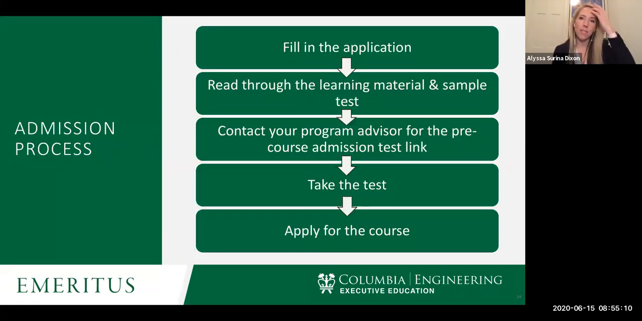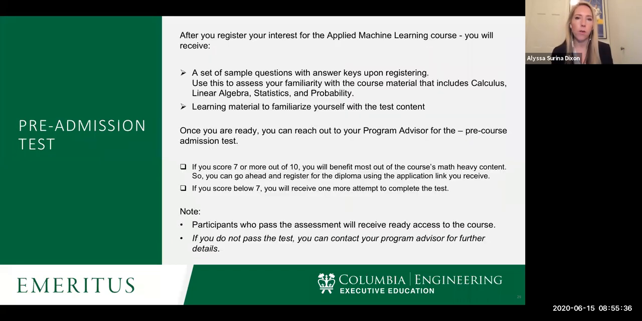So the admissions process, I'll just go over that really quickly. Fill in the application and read through the learning material and sample test that you'll get back. Contact your program advisor for the pre-course admission test link. Take that test and then apply for the course. So there's an application, and then there's this pre-course admission test, which you can get a sample test to review just to make sure that you're ready for it. And then take the test and you can apply for the course.